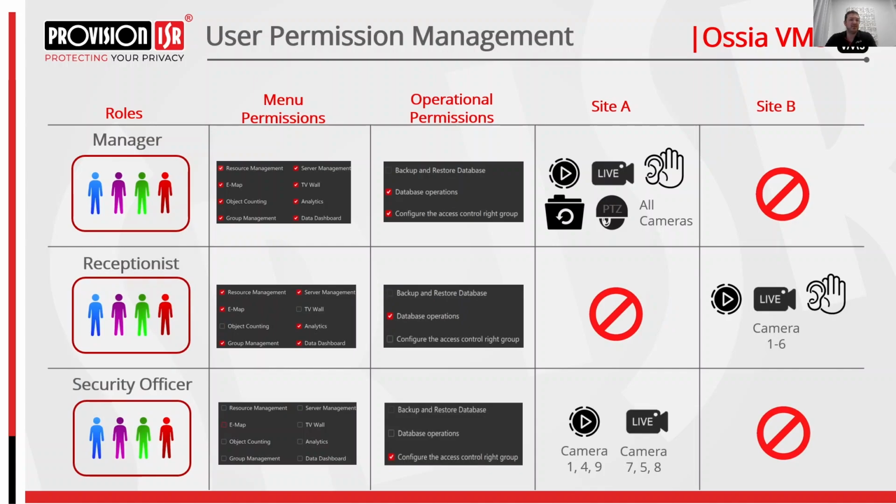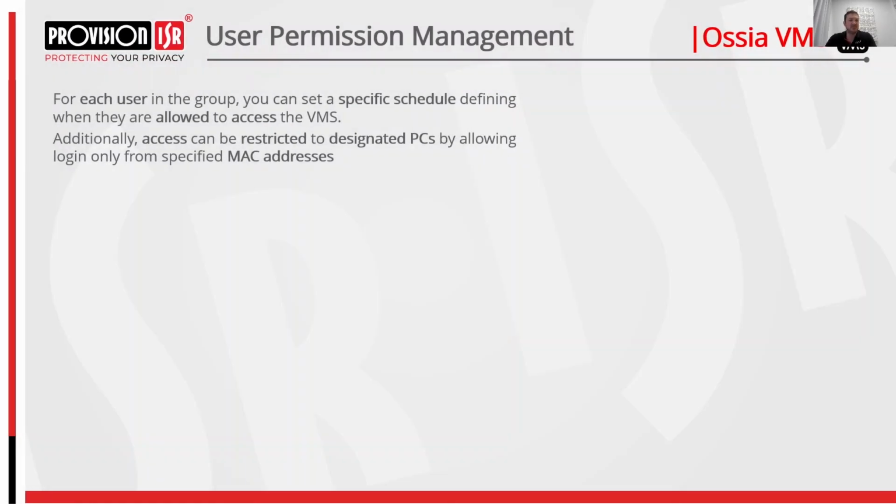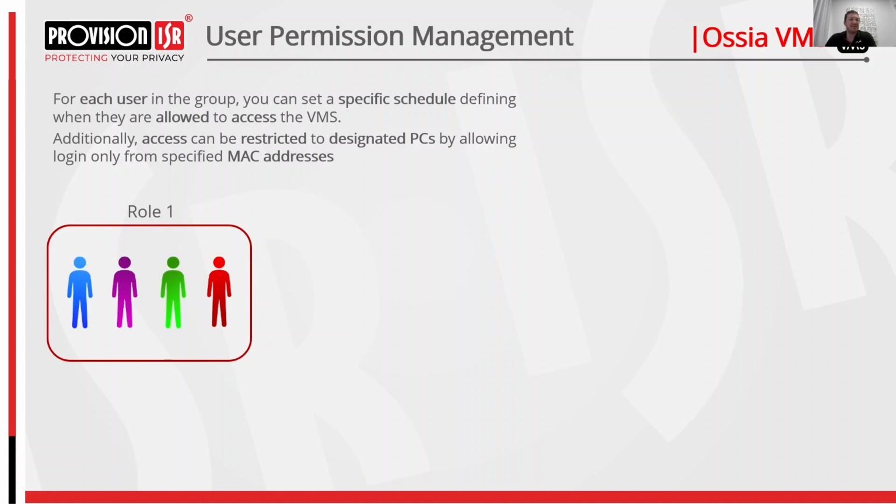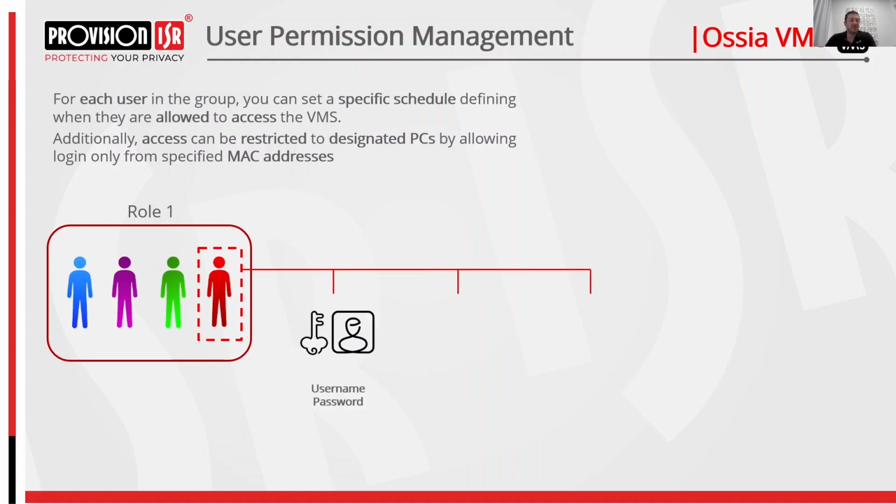Once you have created a role and set your permissions, you can either add existing users to that role, or you can create a completely new user and add them to that role. When you create a new user, firstly, you give them a unique username and password. And secondly, you can set a schedule as to when they are able to access the VMS client. So anytime they try access the VMS client outside of the schedule, they'll be denied.